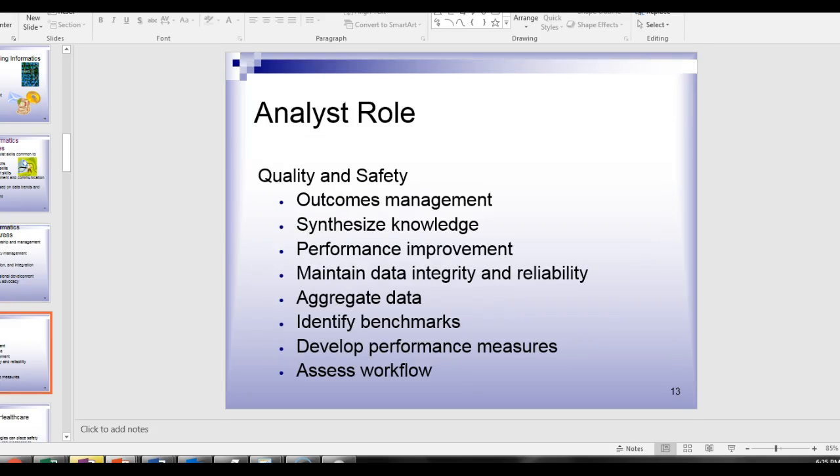So quality and safety, we look at outcomes management. We synthesize knowledge, we improve performance, we maintain data integrity and reliability. We aggregate data, so we collect data and we store it properly. Identify benchmarks. What are certain outcomes and where do we want to reach? Develop performance measures and assess workflow.